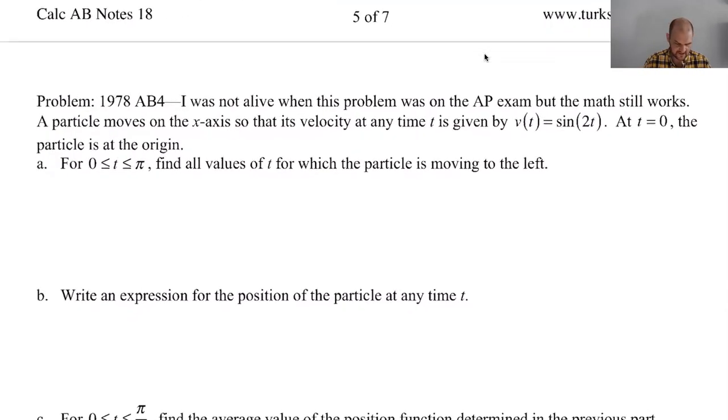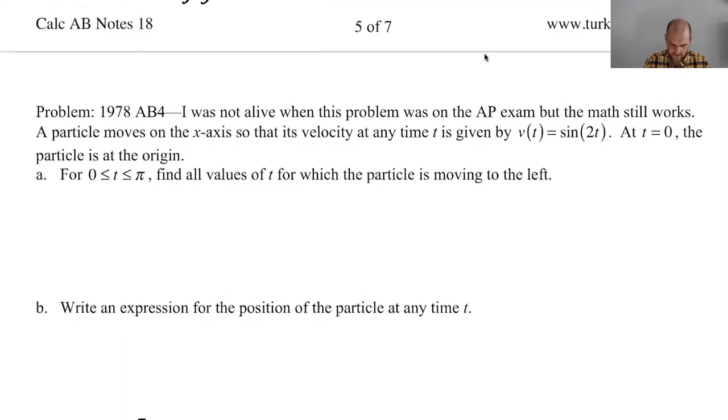So let's see this. This is 1978 AB4. I was not alive when this problem was on the AP exam. But it turns out the math still works out. So let's do it. A particle moves on the x-axis so that its velocity at any time t is given by v of t equals sine of 2t. At t equals 0, the particle is at the origin. All right, so that's going to be probably important.